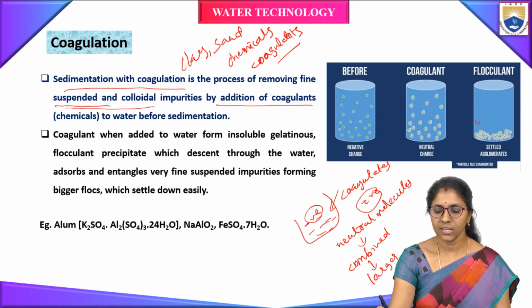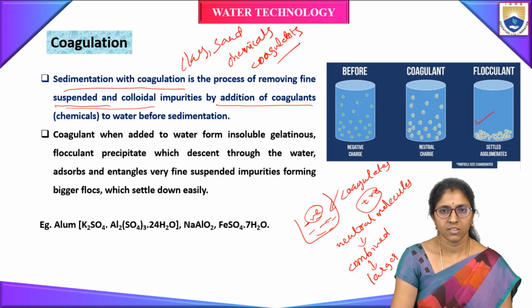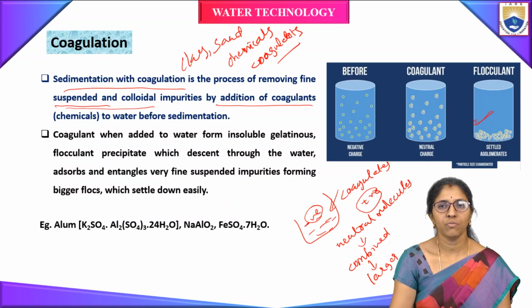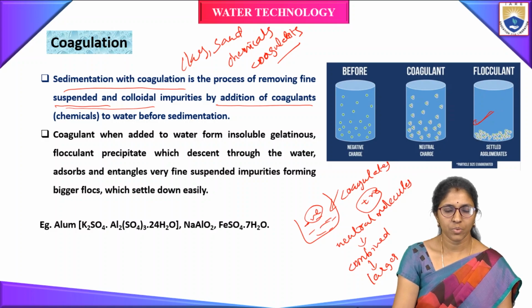They will settle down as a flocculant, precipitate, or sediment. So this process is called coagulation. In this we are using chemicals, or coagulants, for the coagulation process.